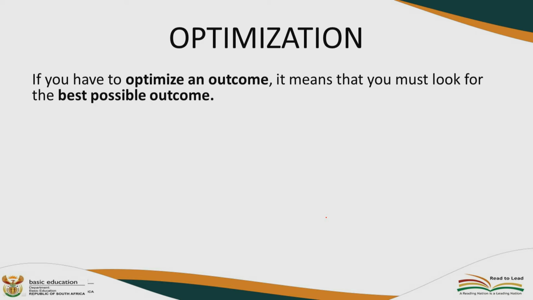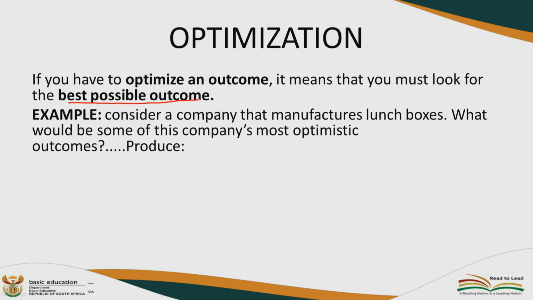Now, let us look at what we mean by optimization. If you are asked to optimize an outcome, it means that you must look for the best possible outcome. So if we say you need to optimize a function or optimize an output, we are looking for the best possible outcome. Now, let us look at an example.